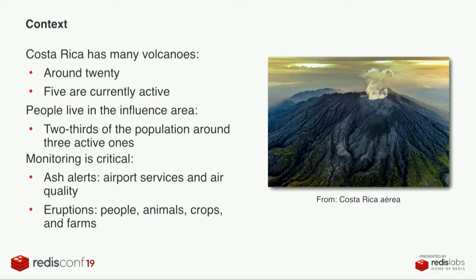One of the problems that we have is the ash alerts because, for example, the airport service will be shut down when a volcano makes an eruption. And people who have breathing problems could have a big problem when the ash alerts happen. And when there are eruptions that include magma, people, animals, crops and farms around the volcanoes will be affected. So it's really important in my country to be aware of what is happening with the volcanoes. This is a picture of the currently most active volcano, called Turrialba volcano.